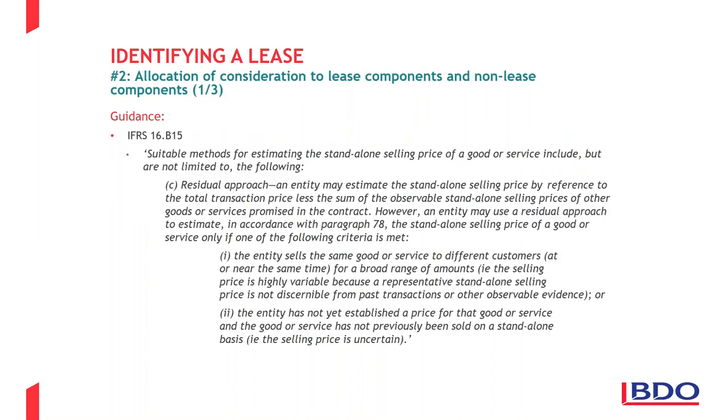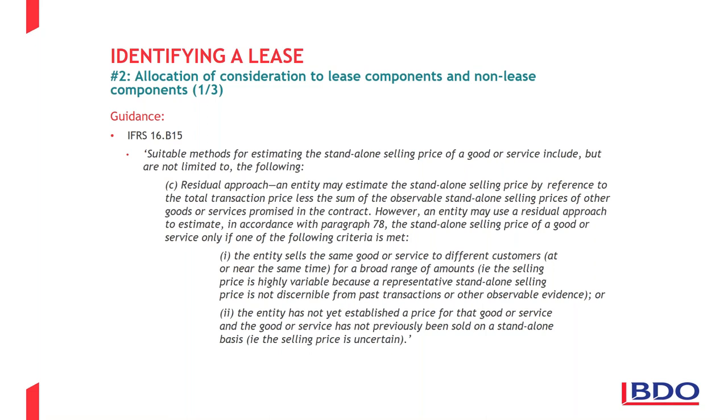So these rights could be substantive rights that the supplier has, or they could only be protective rights. Now, the next problem we've identified is around the allocation of consideration to lease components and non-lease components. The relevant paragraph, IFRS 16, paragraph B15, says suitable methods for estimating the standalone selling price of a good or a service include, but are not limited to, the following. They give a few alternatives, and one of them is subparagraph C, which talks about the residual approach. It says an entity may estimate the standalone selling price by reference to the total transaction price, less the sum of the observable standalone selling prices of other goods or services promised in the contract.